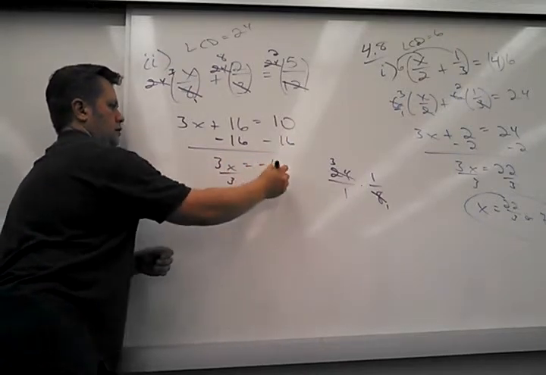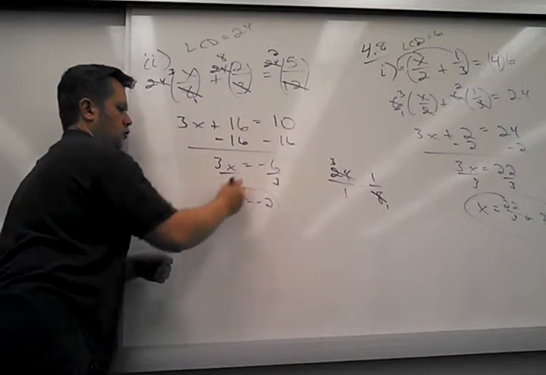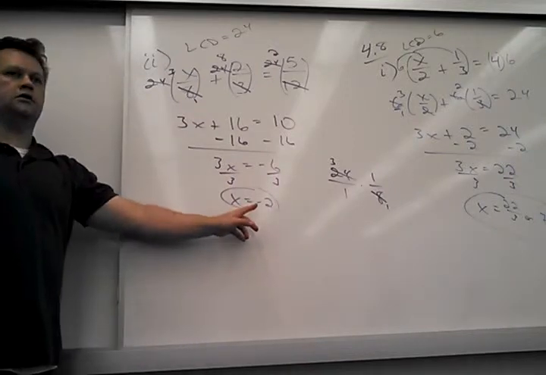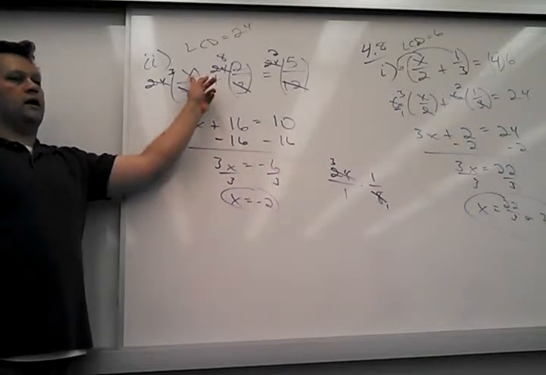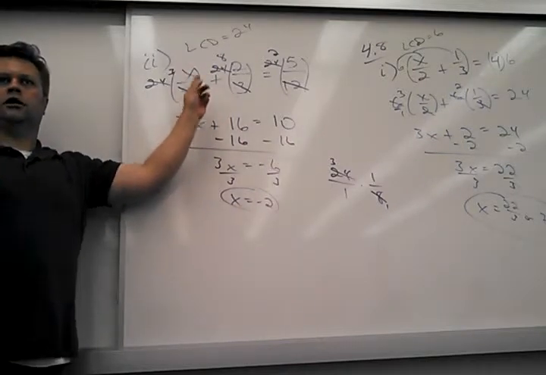Divide by 3. Negative. Cool. Of course, you can realize that checking your answers here is going to suck a lot more, because you have to put them back in the original problem. So you end up with these fractions.